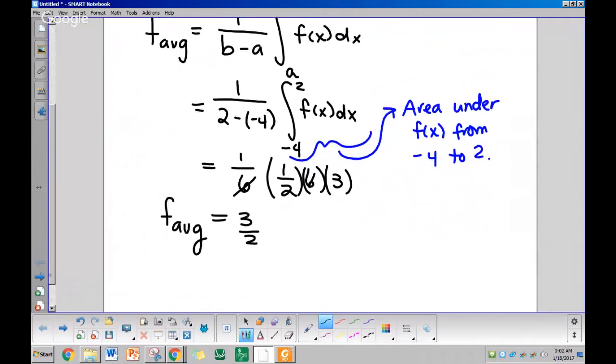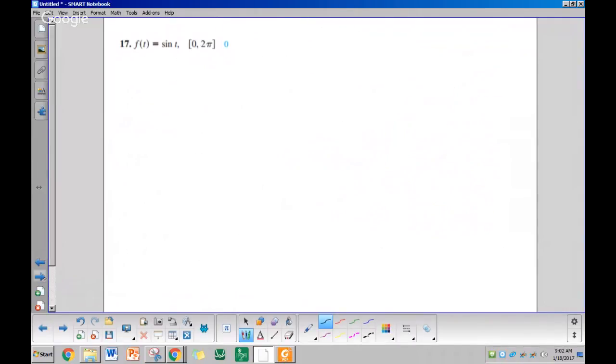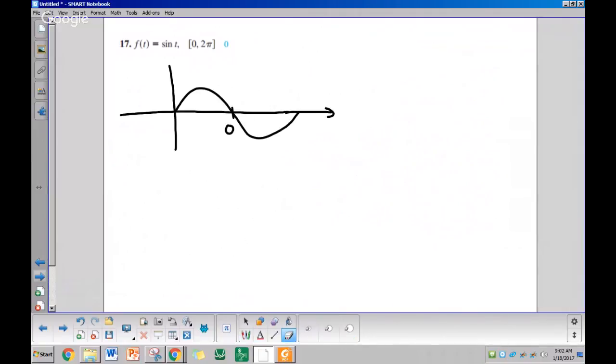All right. Moving right on. Number 17, we have to do the same thing. Average value of a function. All right, so this is the sine function from 0 to 2 pi. So I'm just going to draw a representative of that. Is it going to have 0 right in the middle? This is pi and this is 2 pi. And this is t and this is f of t.